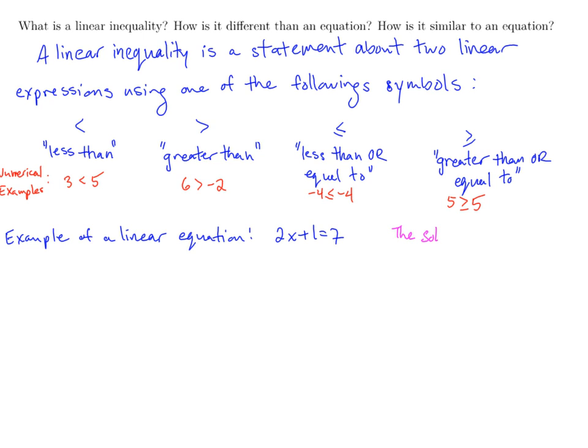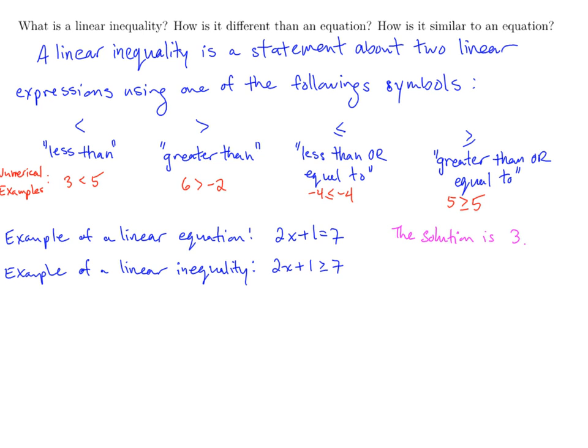So I'm just going to add this over here. The solution is 3. Now, something similar that would be a linear inequality, we could write something like 2x plus 1, and then now I'm going to include the symbol greater than or equal to 7. Any statement that had 2x plus 1, greater than or equal to, less than or equal to, greater than, less than, would be an example of a linear inequality.